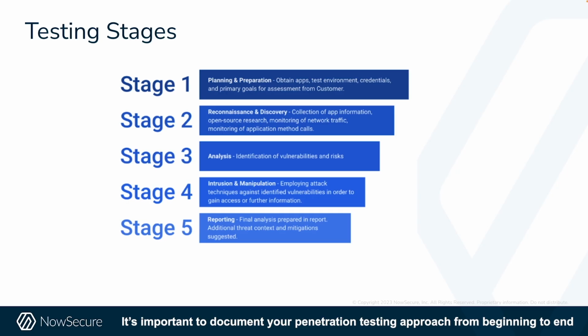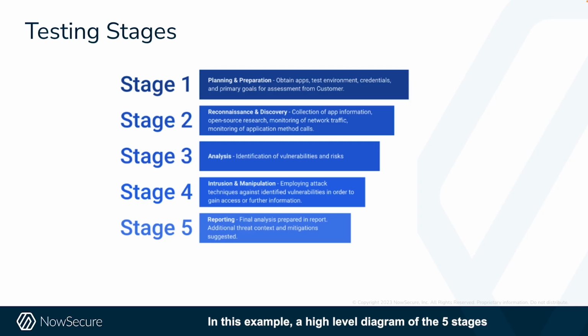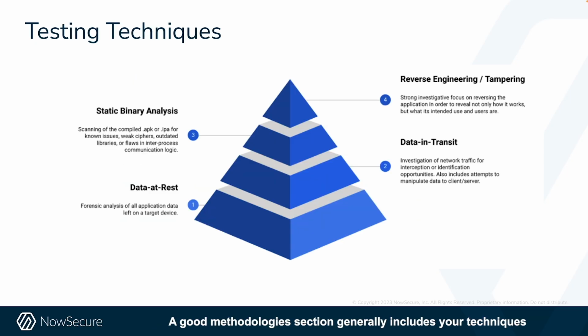It's important to document your penetration testing approach from beginning to end so recipients can understand the steps completed during the testing process. In this example, a high-level diagram of the 5 stages a NowSecure analyst executes are in clear and easily understood terms. A good methodology section generally includes your techniques for data collection, vulnerability assessment, exploitation, risk analysis, and the presentation of the report. This pyramid highlights the core testing techniques employed by NowSecure when pen testing a mobile app, which you've learned about in this course.